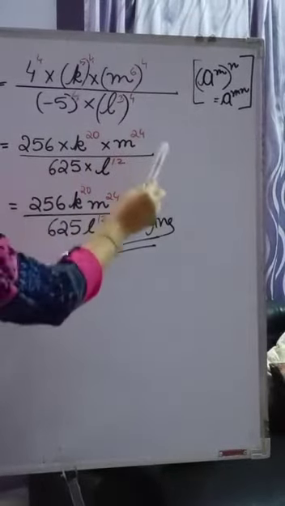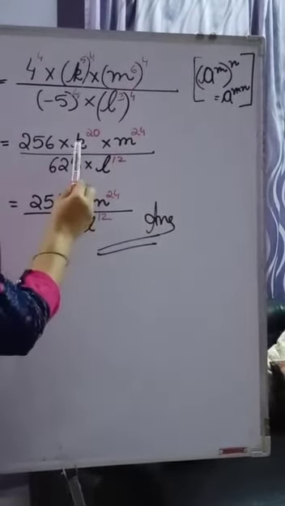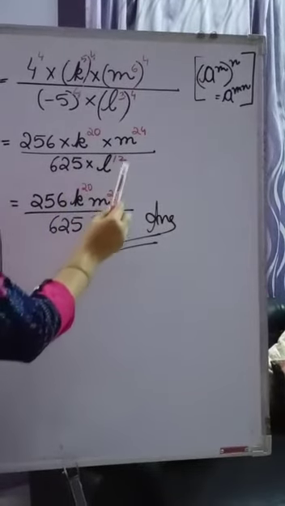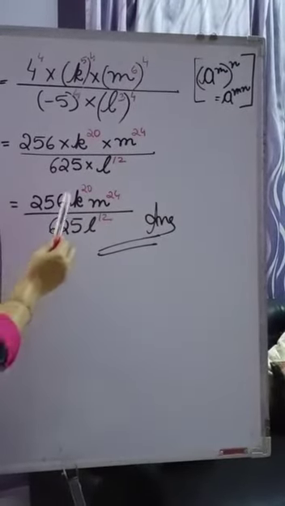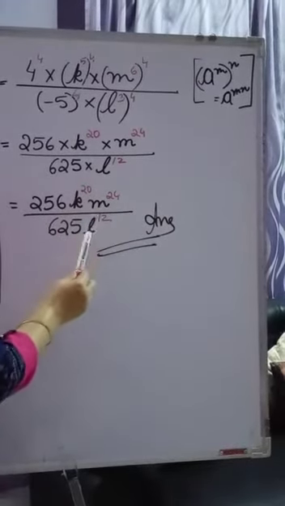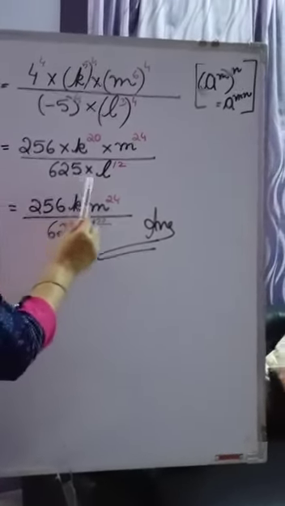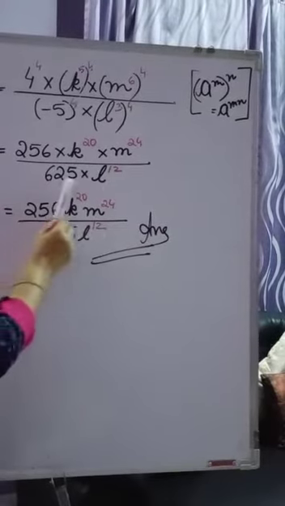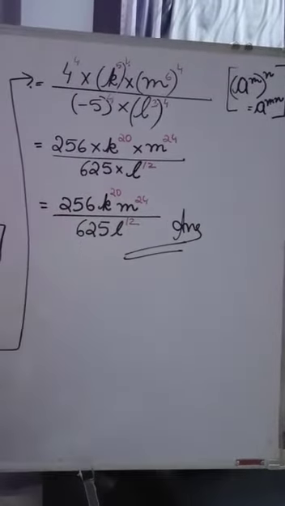So what will be the answer? 256 k to the power 20 into m to the power 24 divided by 625 into L to the power 12. So this has been expressed in exponential form. Now we'll go to the next sum.